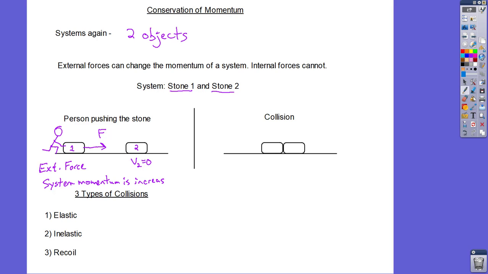So this would be a good time to do a calculation of how long was that force applied for? What was the initial velocity? What would be the final velocity of stone 1? Okay, but eventually the stones reach each other and they collide.